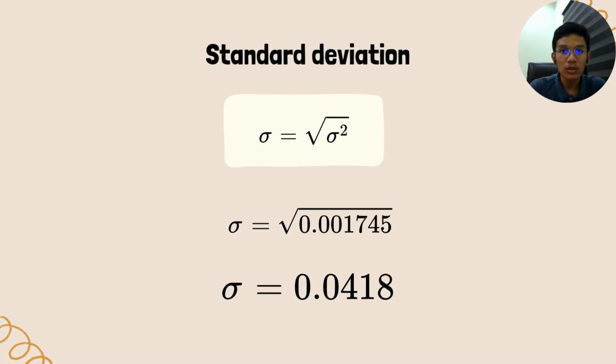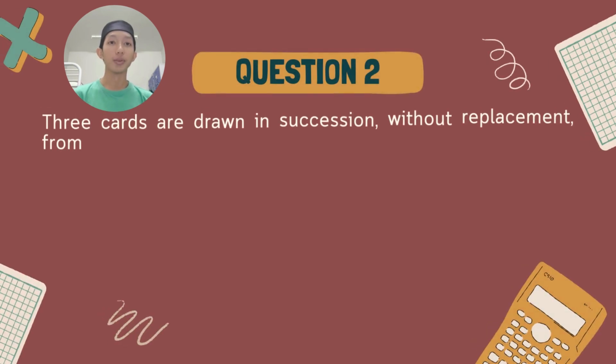Using the calculated value of the variance, we can find the standard deviation. The formula for the standard deviation is the square root of the variance. Put the value of the variance into the formula. The final answer for the standard deviation is 0.0418.